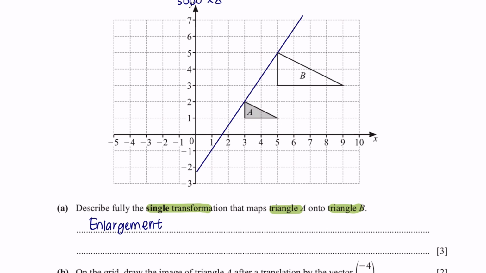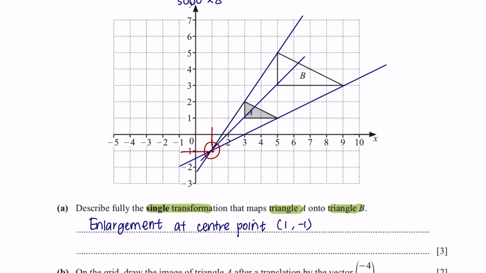We have to look at the center of enlargement by connecting the vertex of this triangle. And next, these 2 points. And you can see that all the vertexes connect at this point, at the coordinate of (1, -1), making this your center of enlargement. And the next thing you have to mention is, what is the scale factor of this enlargement? As you can see, the size of this is 2 grid, and then it became 4 grid. This means that the triangle has enlarged at a scale factor of 2.